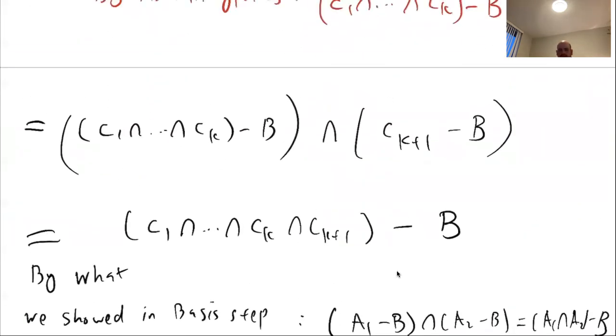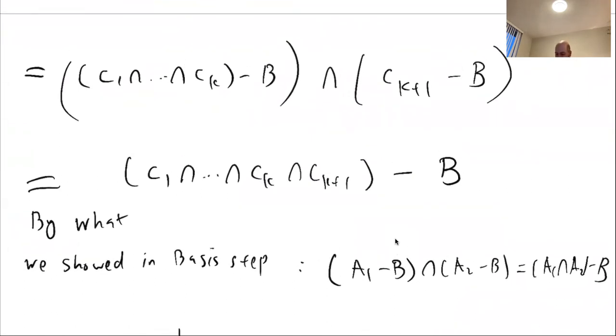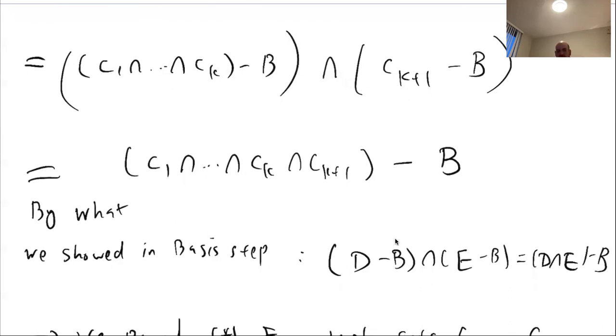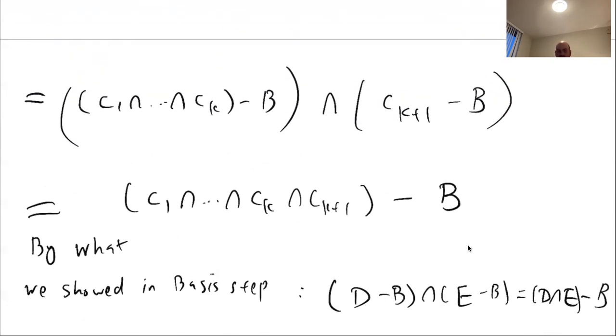So here also I have D minus B intersection E minus B. I can write it as D intersection E minus B, by what we showed in the basis step. And now this part is basically my D intersection E minus B. And that's it. So this is the right-hand side of the equality star for k plus 1 sets.